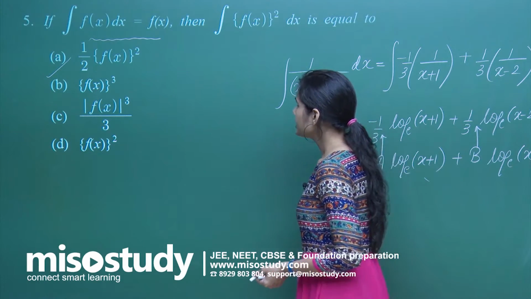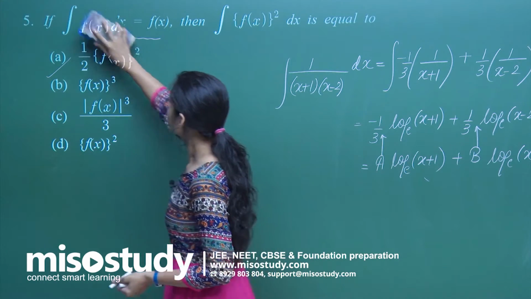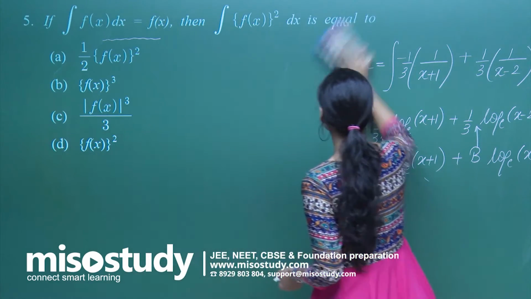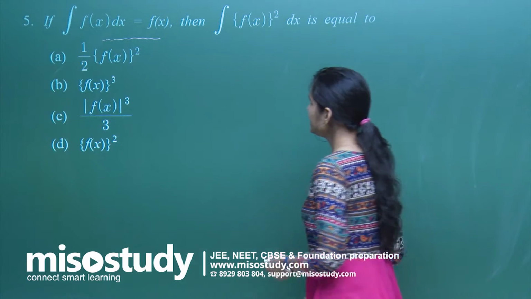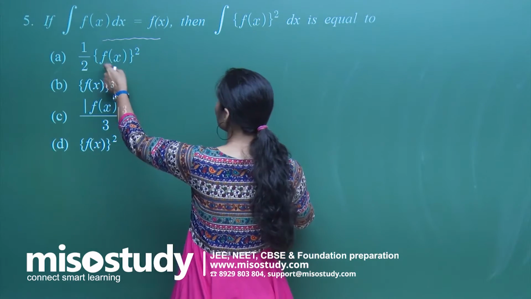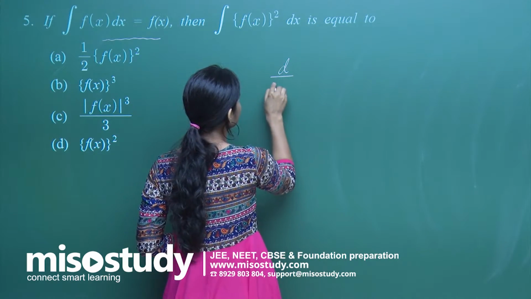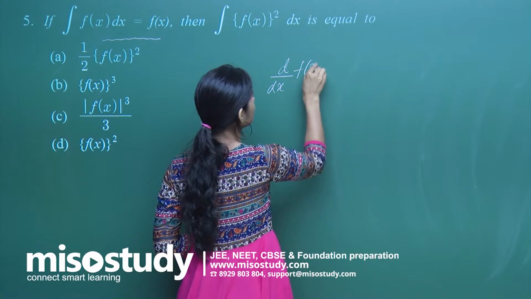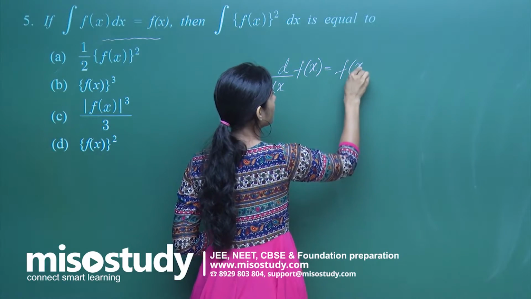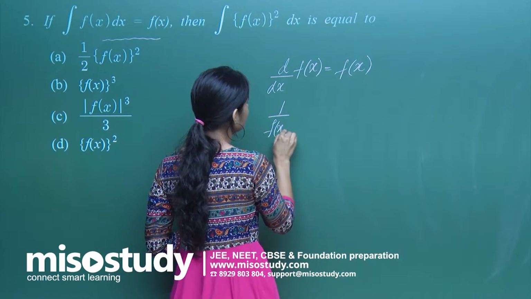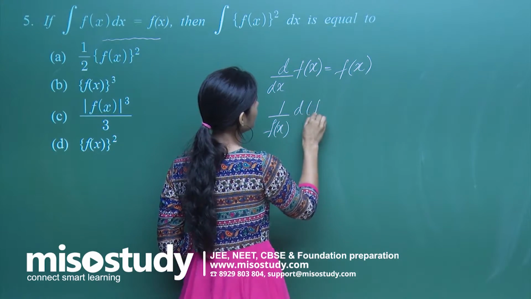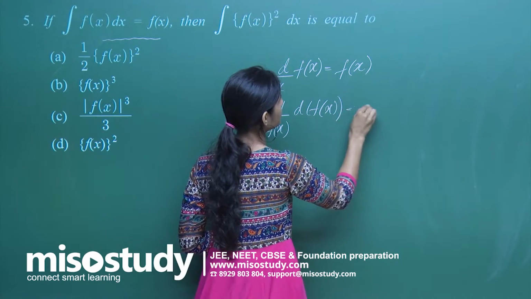If integral f(x) dx is f(x), then what is integral f(x) square dx? Let's see how to tackle this question. Integral f(x) dx is f(x). If integral f(x) dx is f(x), it clearly means d by dx of f(x) is f(x). D by dx of f(x) is f(x) means I can write this as 1 by f(x) d of f(x) equals dx.